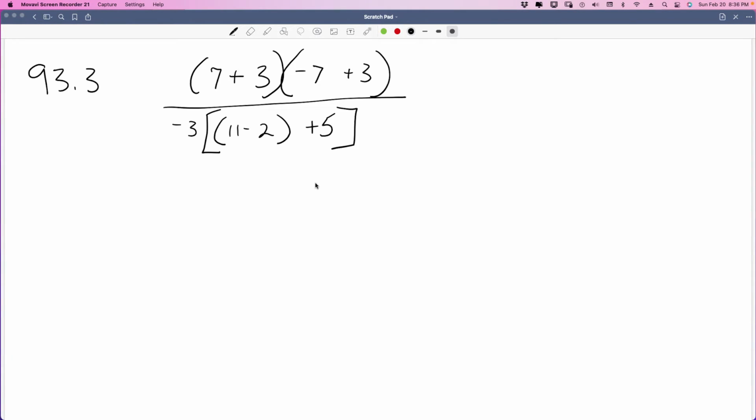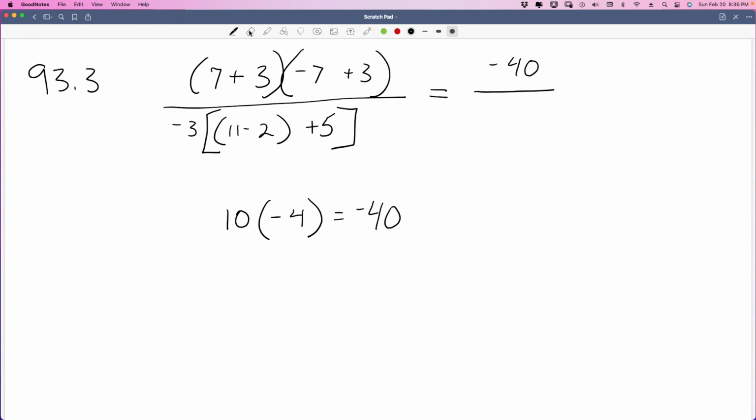All right, so here we have 93.3, and we have two sums here that are being multiplied against each other, so we're going to have a product. So let's do the numerator first. We have 7 plus 3, that's going to be 10, times negative 7 plus 3, this could be a negative 4. Okay, 10 times negative 4 is going to equal a negative 40. So that is our numerator. So negative 40 goes here.